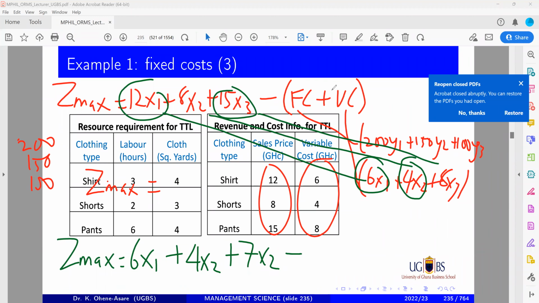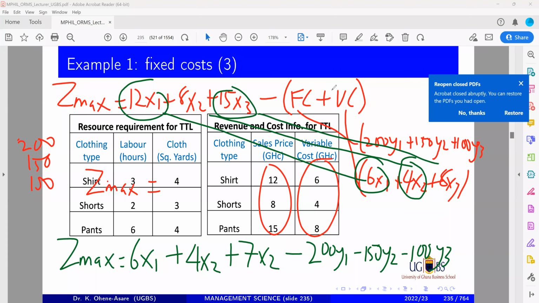Then minus, remember I've taken care of the variable cost, so I need to go back to the y's. So you have minus 200y1, minus 150y2, minus 100y3. This is your final objective function. Now, please note that you're not going to be solving this by hand. So you don't have to worry about how you are going to solve this. It's easy. Solver can do this for you easily.